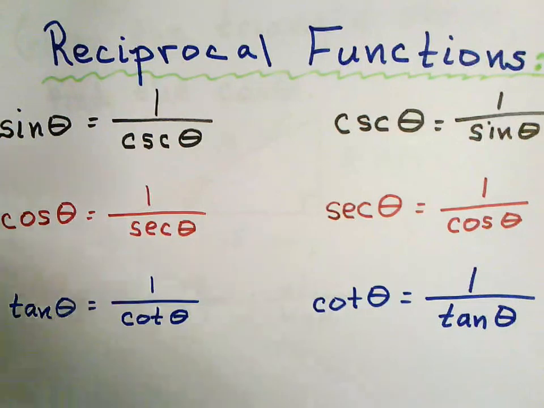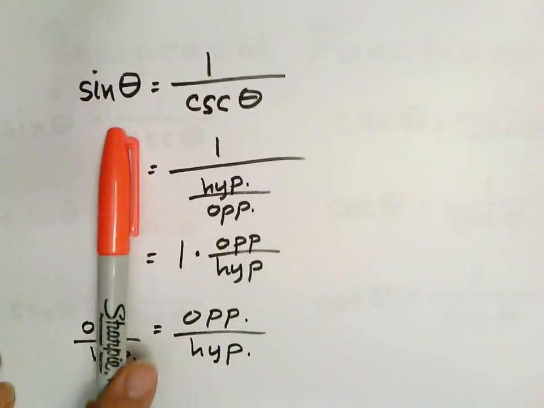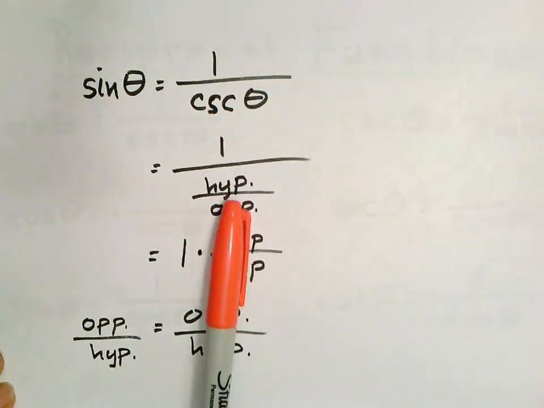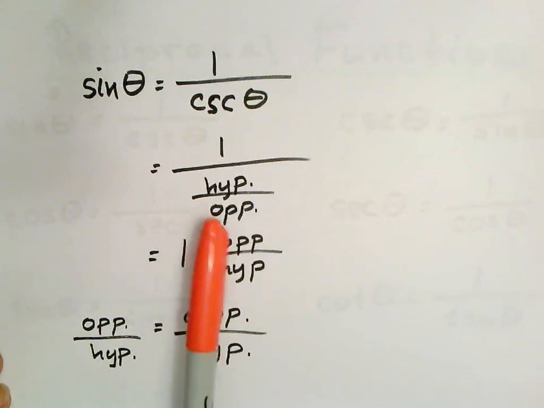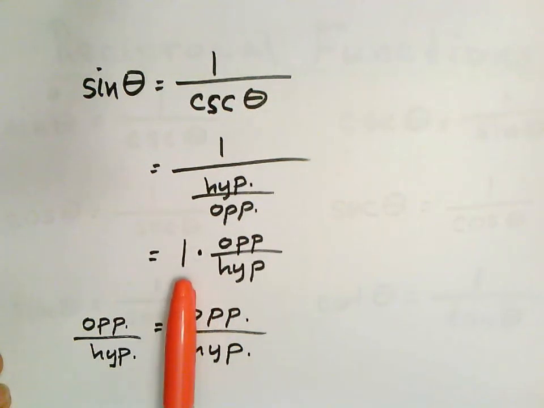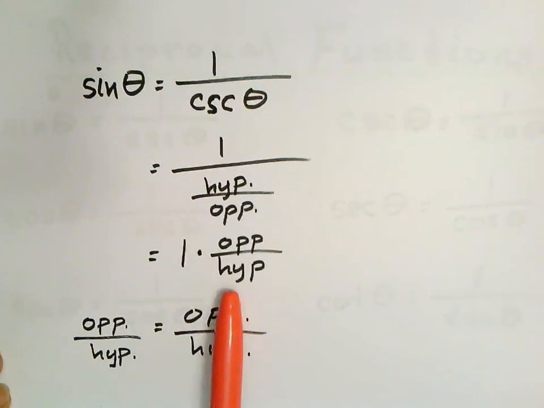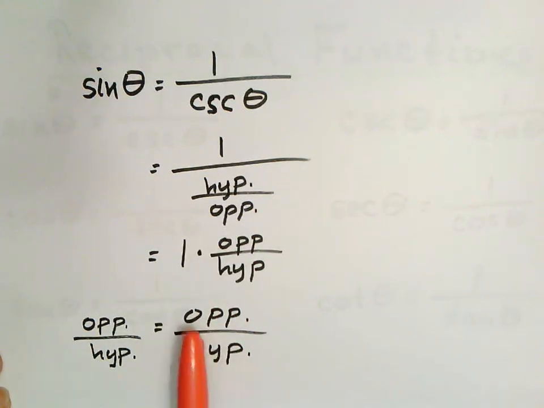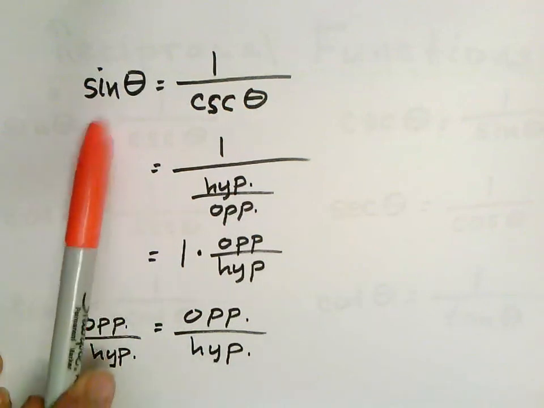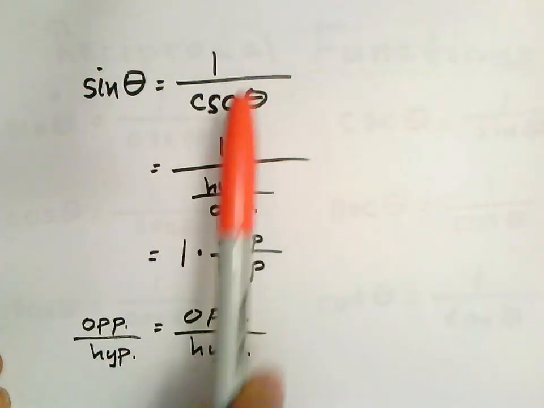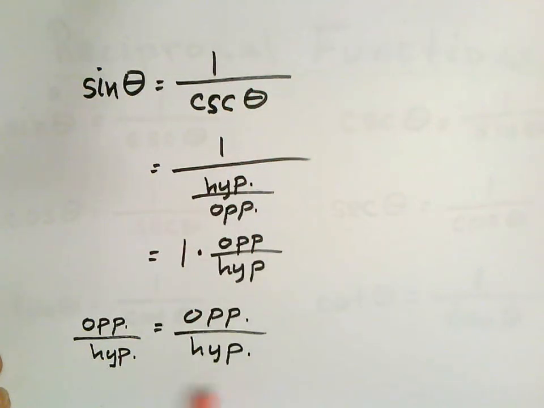Let's look at this for just a little bit here. You see sine of theta is equal to 1 divided by cosecant of theta. Well, cosecant is the hypotenuse divided by the opposite side. Well, dividing by something is the same thing as multiplying by its reciprocal. So this becomes 1 times the opposite divided by the hypotenuse, which is equal to opposite over hypotenuse, which is the same thing as the sine. So I was just showing you that sine of theta equals 1 over cosecant of theta. You see they will be equal to the very same thing.